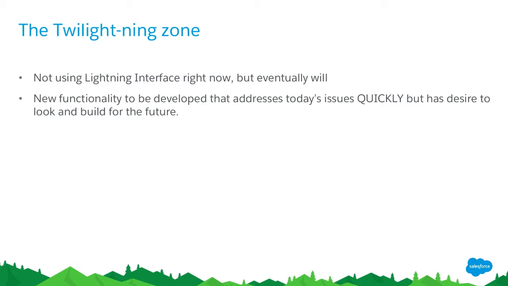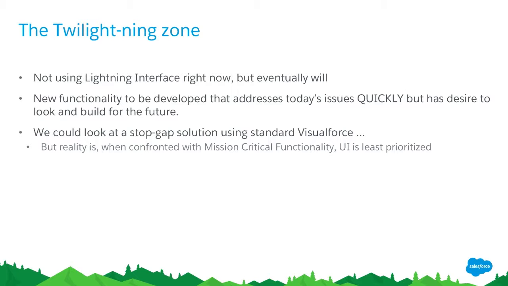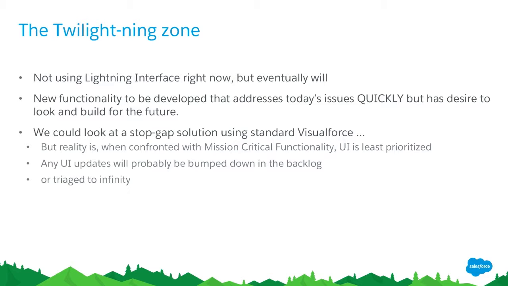And just to be clear on what it means, aside from being a bad pun, it's when you are not using the Lightning interface, but eventually will. You have new functionality that you want to develop, that you want to address today's issues quickly, but you want to build for the future. As I've said before, we could look at a stopgap solution using standard Visualforce. But the reality is, for most people that work in an organization, when confronted with mission-critical or business-based functionality, UI will always be bumped down the backlog, or triaged to infinity. So ultimately leading to a less cohesive design language across the organization.